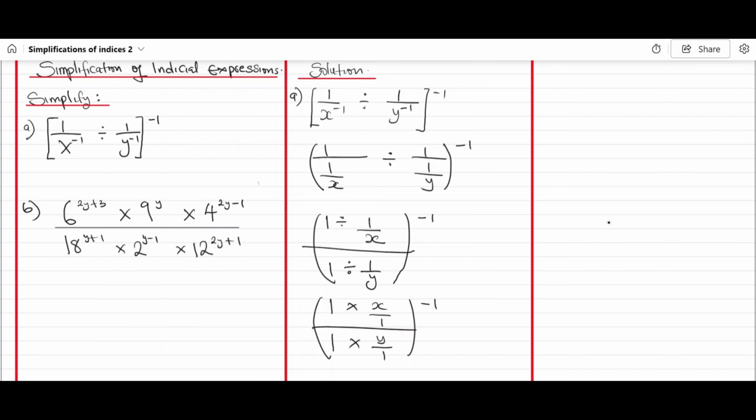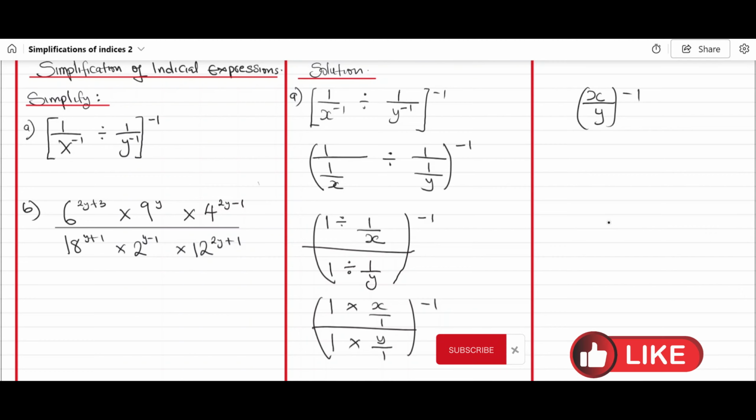So 1 from the numerator, 1 times x is x divided by 1 is x, 1 times y is y divided by 1 is y. Everything here is raised to the power of negative 1. So therefore, I can say that the answer is y divided by x, because x divided by y raised to the power of negative 1 is the reciprocal, y divided by x. This is our answer. Very simple.